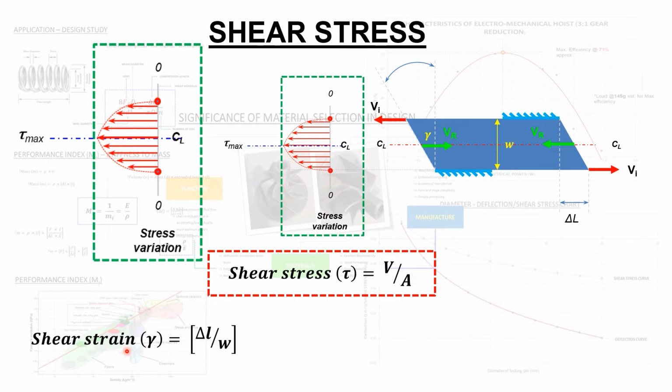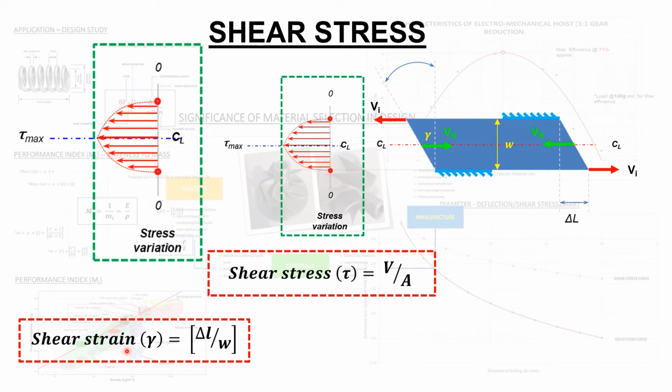To calculate the measure of deformation, in this instance, that measure of deformation or distortion is denoted by the term shear strain, and that's represented by the Greek letter gamma to differentiate shear strain from axial strain, which is denoted by the Greek letter epsilon. Gamma is equal to delta L divided by W, or the ratio of delta L divided by W.